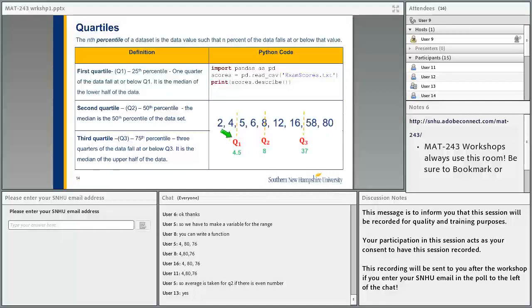Then if you see, I have something marked as Q1. That's my first quartile, or the 25th percentile. What I have done is taken the lower half of my data and found the median of the lower half. My lower half had 4 values, and I had to find the median. The middle 2 values were 4 and 5, so I found the average of 4 and 5. So my 25th percentile is 4.5. What does this mean? This means that 25% of my data will lie at or below this number.